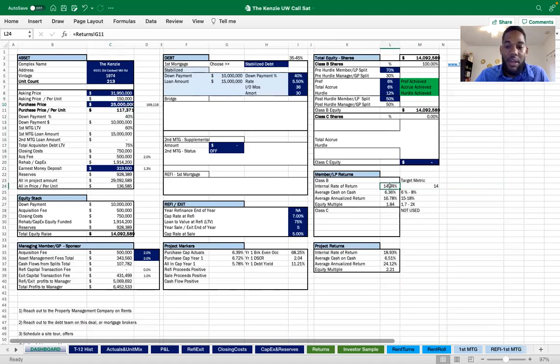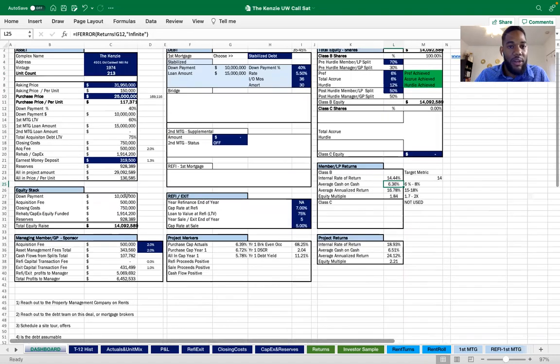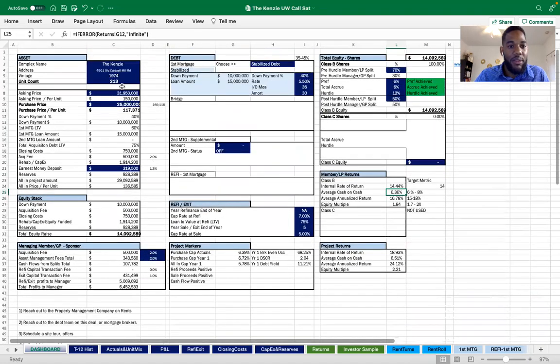But you see it's looking a little bit better. So we're at an internal rate of return of 14%. Our equity multiple is at 1.84. Our average annualized return is 16.78. Our average cash on cash is 6.36, right? So that's where it would shake out if we were to go ahead and purchase this deal.